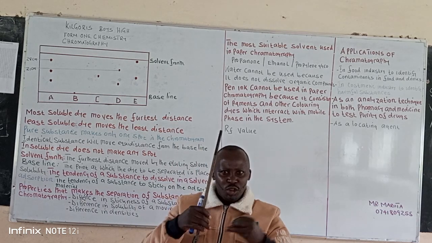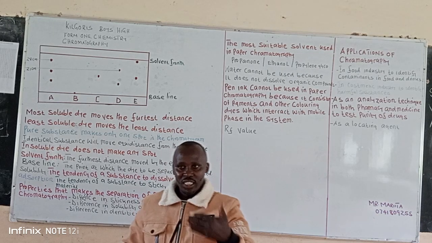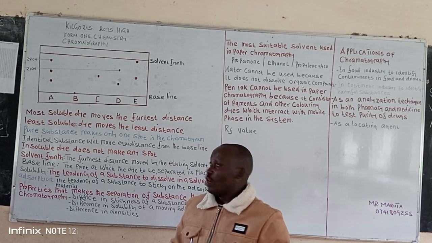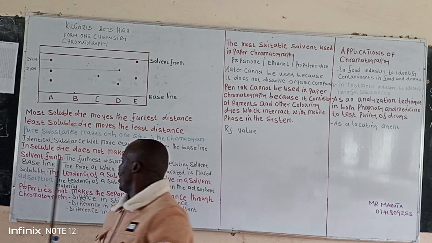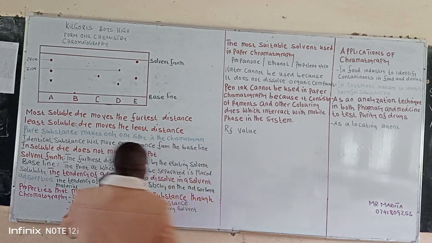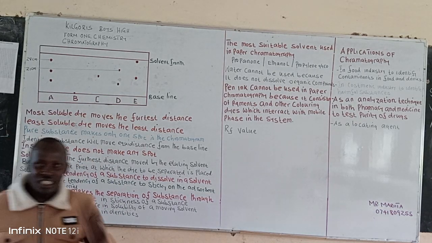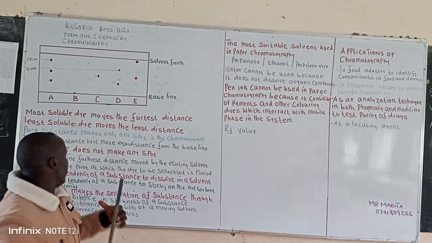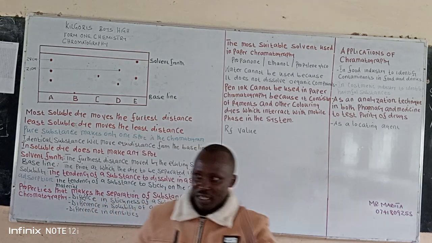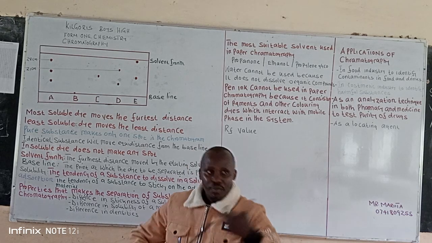Then we have the least soluble dye, or we call it the most sticky substance, or the most sticky dye. In that case, it moves the least distance from the origin. So you may be required to identify the least soluble dye or the most sticky substance. In that case, you will identify it as dye P, because dye P moves the least distance from the baseline. The least soluble dye normally moves the least distance from the baseline, or sometimes we call it the most sticky substance.